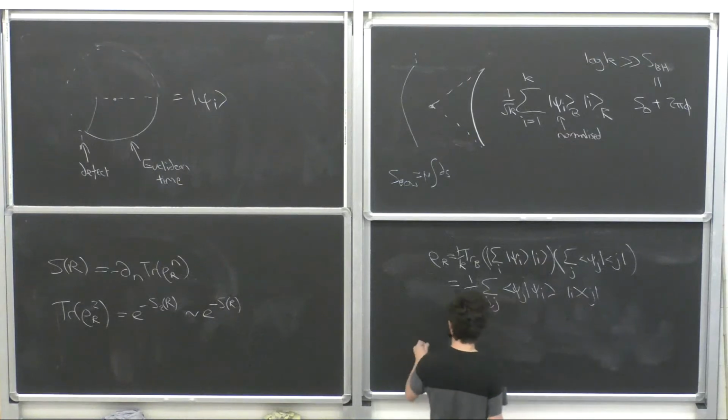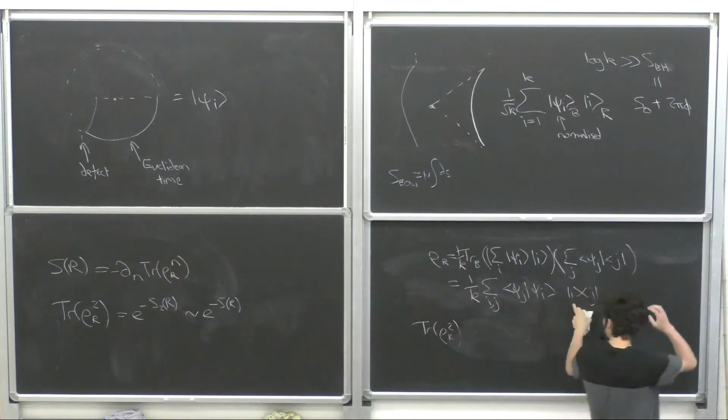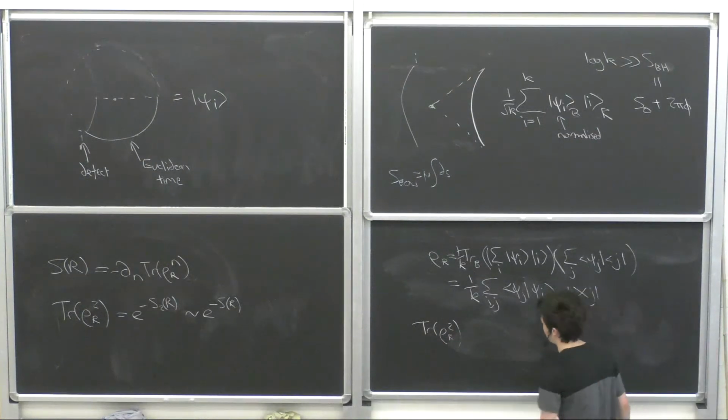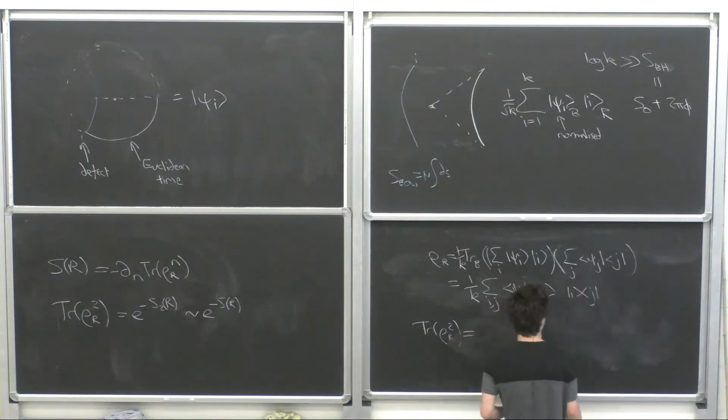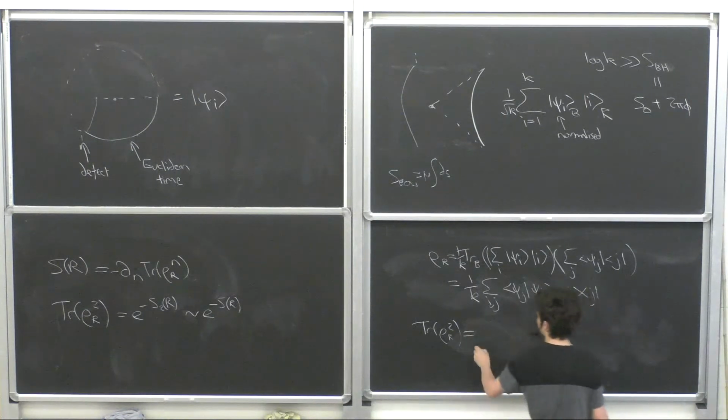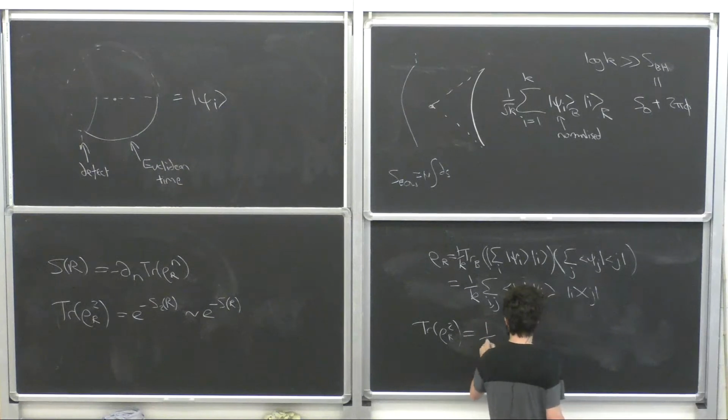And then we just need to compute the trace of rho_R squared. And the trace of a density matrix squared is just, we have a 1 over k squared at the front.